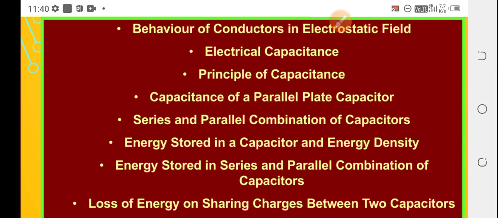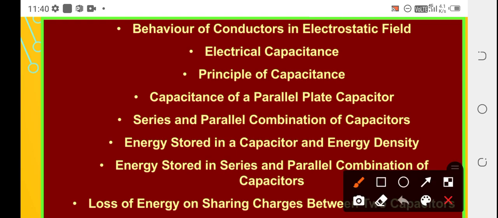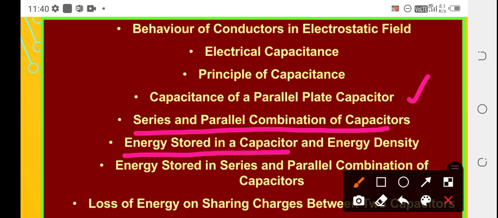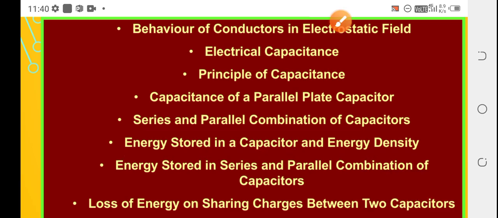Today, I'm going to discuss the behavior of conductors in electrostatic field, electrical capacitance, principle of capacitance of parallel plate capacitors, series and parallel combination of capacitors, energy stored in capacitor, energy density. Like that, we can cover these following topics also.